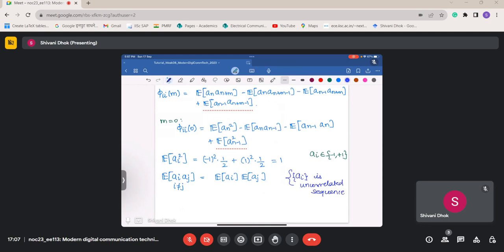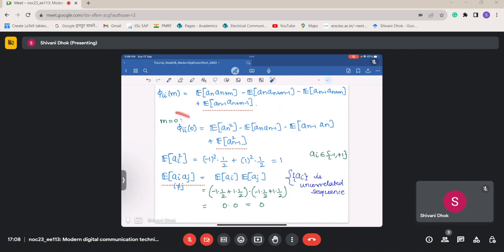This comes out from the definition of uncorrelated sequence. Now let us consider this expectation of a_i. This comes out to be (-1 × 1/2 + 1 × 1/2) multiplied by (-1 × 1/2 + 1 × 1/2), which is 0 into 0, equal to 0. Therefore, if I get a term of the form expectation of a_i squared, that will contribute 1. Otherwise, if I get a term as expectation of a_i into a_j, that will correspond to 0 when i is not equal to j.